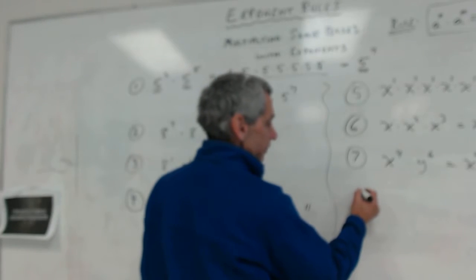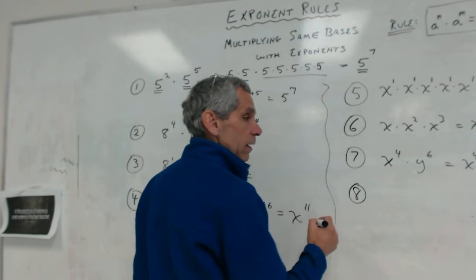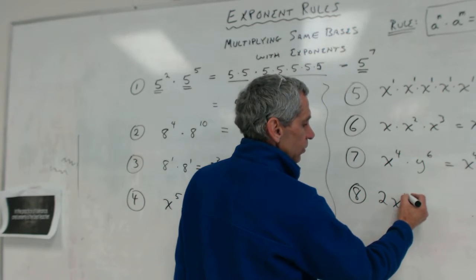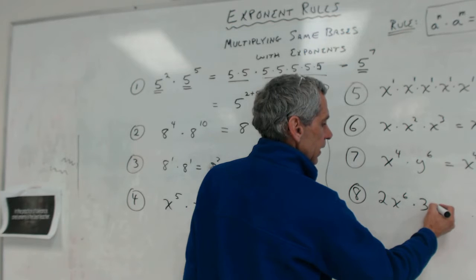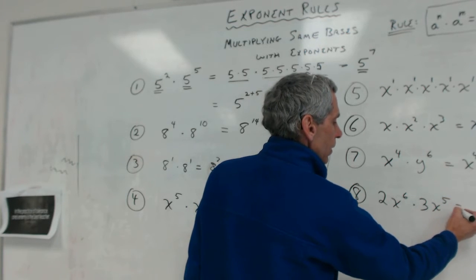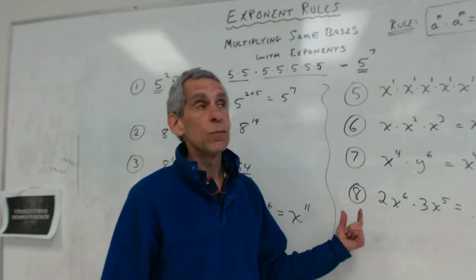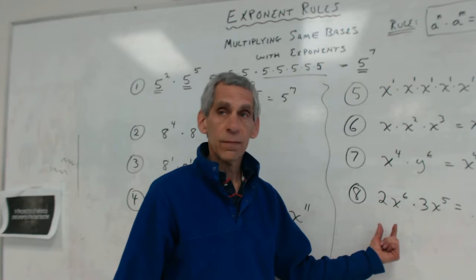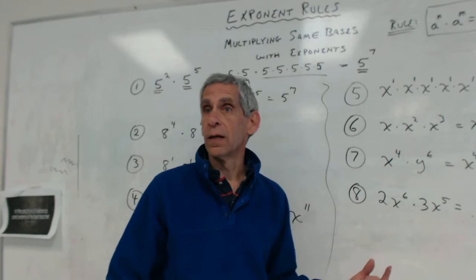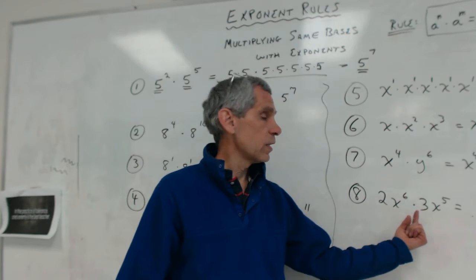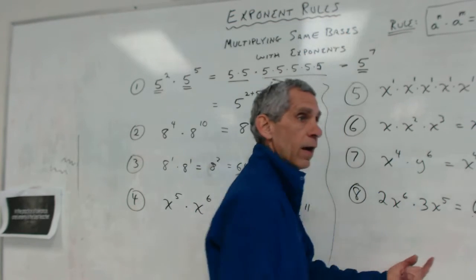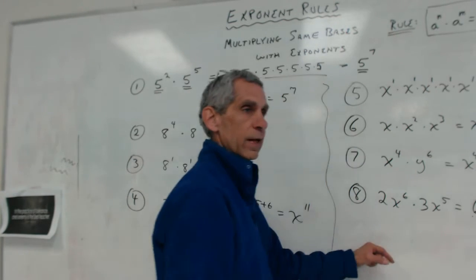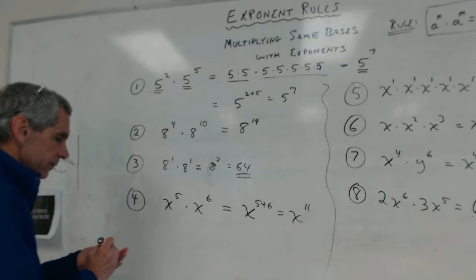All right, how about this? Now I'm going to throw in some numbers. What if I gave you 2x to the 6th times 3x to the 5th? Remember, the commutative property says I can move things around when I'm multiplying. 2 times 3 is 6, and then x to the 6 plus 5, which is 11. Beautiful. Nice job. Excellent.